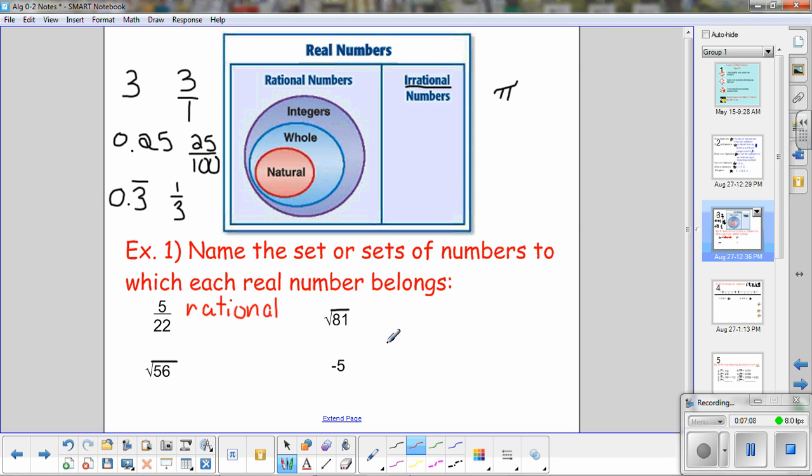Square root of 81. Now I know I said that square roots are often irrational, but if you take the square root of 81, square root is what number times itself gives you that number. The square root of 81 is 9. So when I take the square root of 81, I end up with this nice number, and I can write it as a fraction, so it is going to be a rational number.